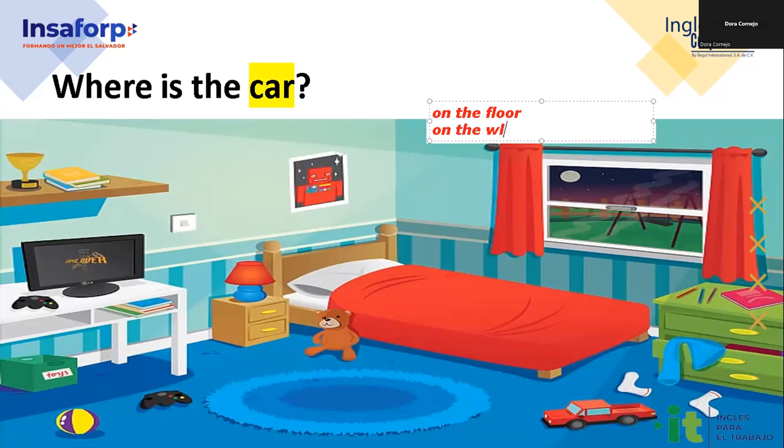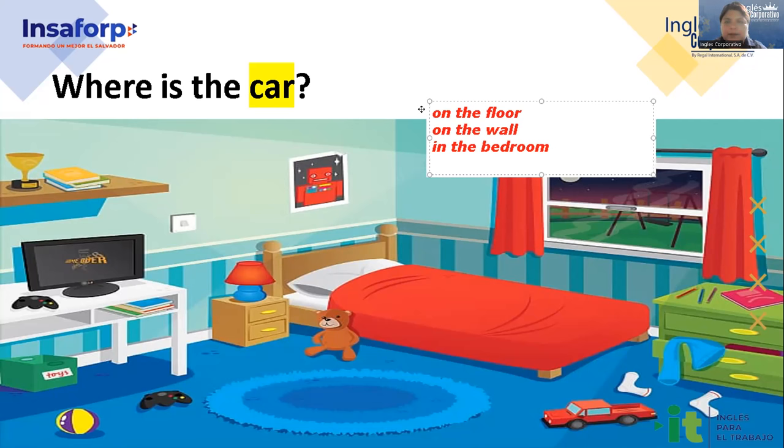On the wall. Okay, on the wall. In the bedroom. Can be possible? Yes, right? Miren, ahí podemos intercambiar. Está sobre, pegado sobre el muro, sobre la pared. En el espacio cerrado. ¿Cuál es ese espacio cerrado con límites? En el cuarto. Okay, any other, how about the TV? Where is that TV?